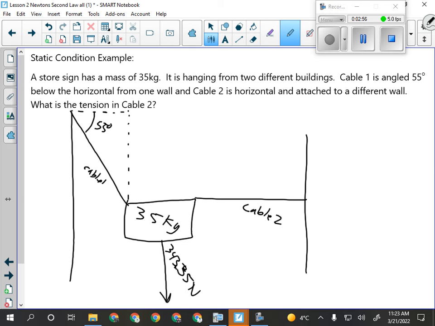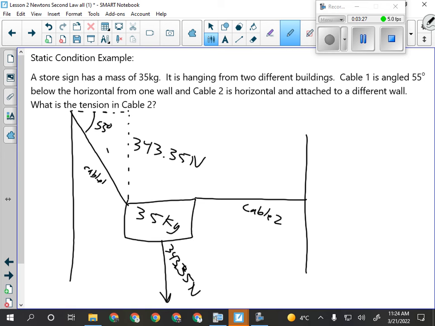So what part of cable 1 is 343.35 newtons? Not the resultant. The resultant is the tension in cable 1. This one right here. Yeah. This part. Okay? The vertical part. This is pulling somewhat to the side and somewhat upwards because it's angled. Cable 2 only pulls to the side. That means that the vertical component of cable 1 is what's offsetting the force of gravity, because it's the only thing in the whole question that can actually pull vertically.